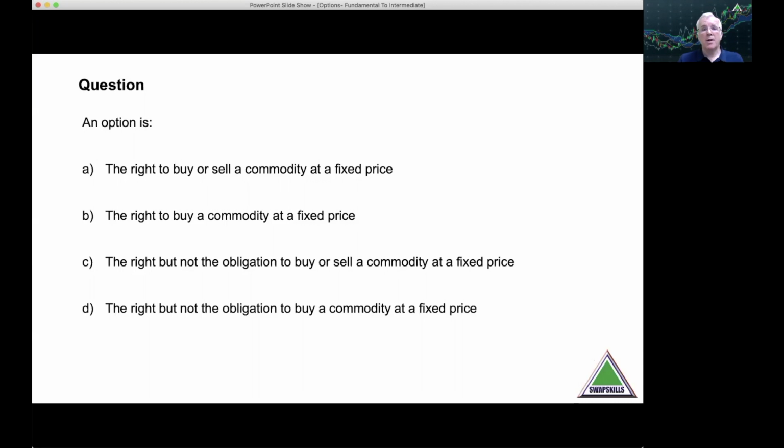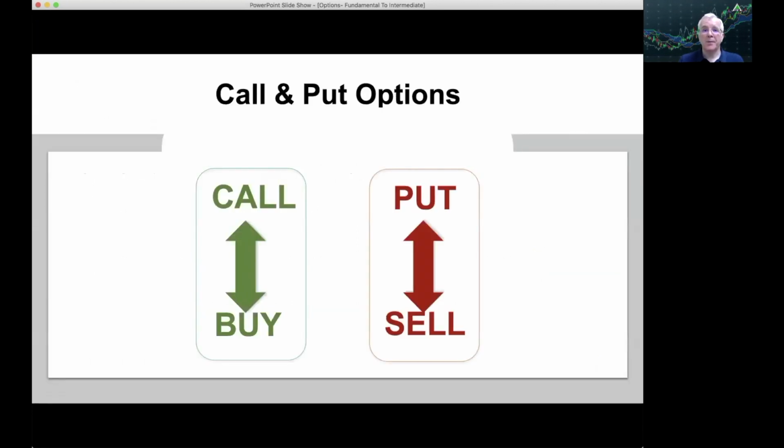So thinking about what I just said, take a look at the four alternatives here, which is reflective of what I just told you. Now, this is actually taken from an ACI exam. So most of you should be coming up with this. Again, it is the right but not the obligation, remember that bit, to buy or sell a commodity at a fixed price.